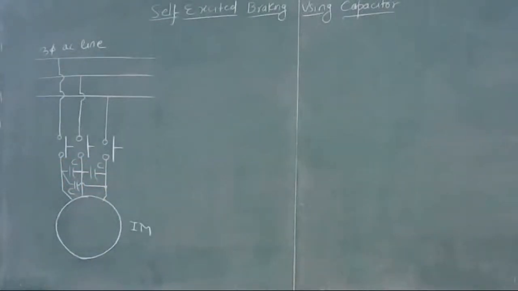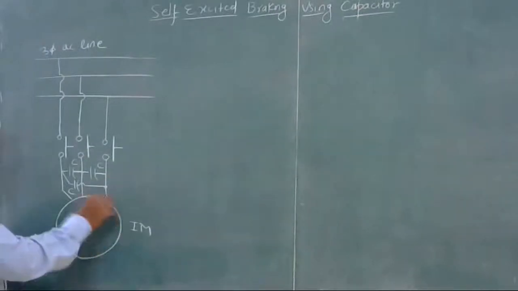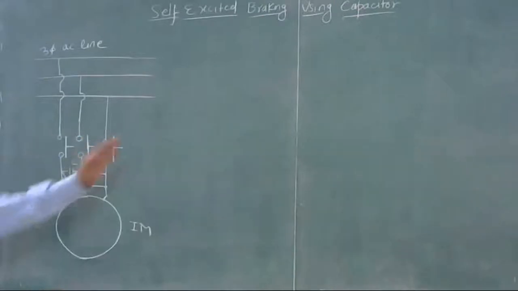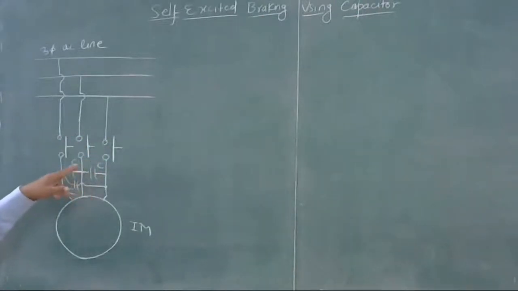Okay, so in this method, the three capacitors are connected permanently across the motor terminals, and the value of C is chosen so that when disconnected from the line, the motor works as a self-excited generator. So when we take this switch out, the capacitor will give the necessary excitation to this induction motor.